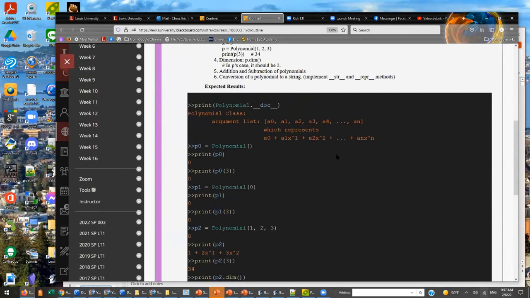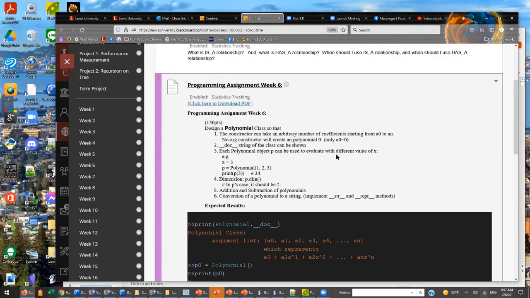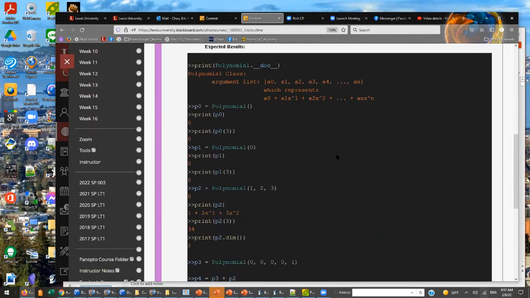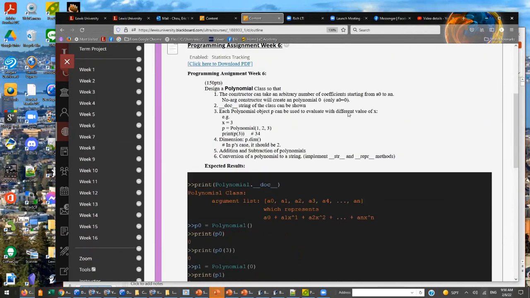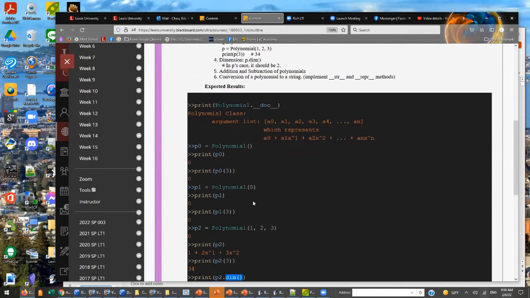The p2.dim function. What does it actually show? That dim, the dimension. P2.dim. Yes, dim is a dimension. You show the dimension. But does it show like the highest degree of the x? No, it actually... Okay, let me show you how to use this one.